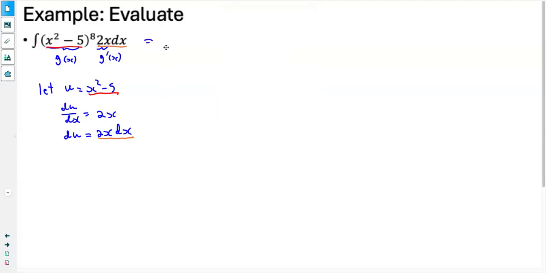So we now have the integral of, we said u was x squared minus 5, so the integral of u to the power of 8, and then 2x dx we said was equal to du. Now the integral of u to the power of 8 would be 1 over 9 u to the power of 9 plus c. And then we'll substitute this back in, so we have 1 over 9 times x squared minus 5 to the power of 9 plus c.